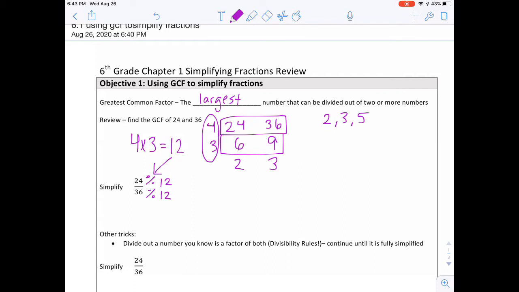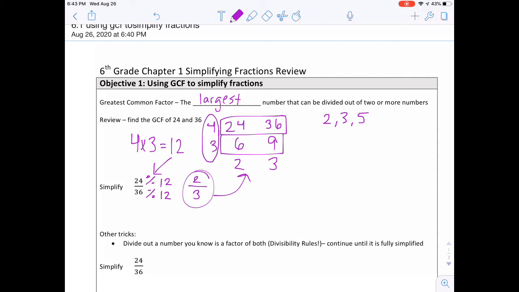24 divided by 12 is 2, and 36 divided by 12 is 3. So it's 2/3 simplified. Now what do you notice about that cake method? If you said those are the same numbers, you're right. Pretty cool. You can use that bottom layer to make your fraction. As long as you are fully simplified, your fraction will be fully simplified.